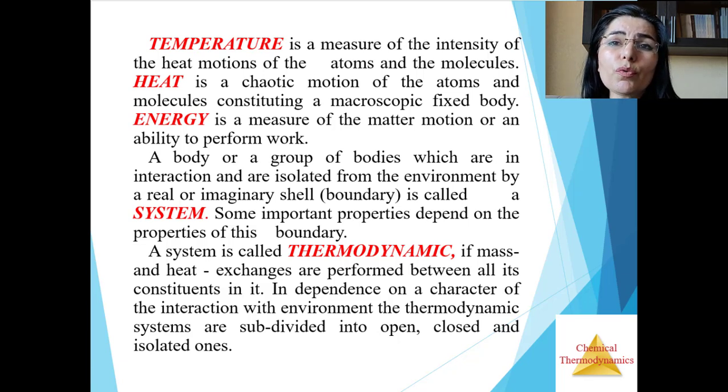A body or a group of bodies which are in interaction and are isolated from the environment by a real or imaginary shell is called a system. Some important properties depend on the properties of this boundary. A system is called thermodynamic if mass and heat exchanges are performed between all its constituents. Depending on the character of the interaction with the environment, thermodynamic systems are subdivided into open, closed, and isolated ones.